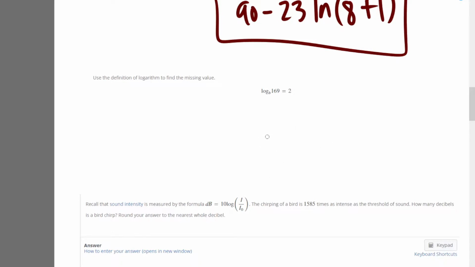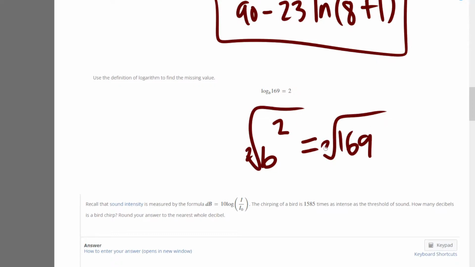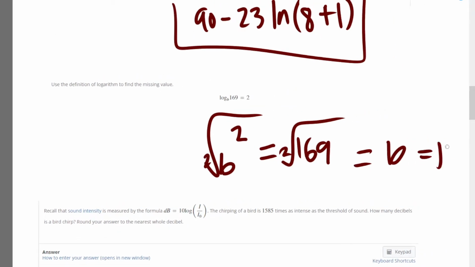Use the definition of the logarithm to find the missing value. So we know that our base is b, our exponent is 2, and 169 is our number. So we can square root both sides. And the square root of 169 is, I believe, 13. 13 squared is 169. Yep, so our answer is b equals 13.